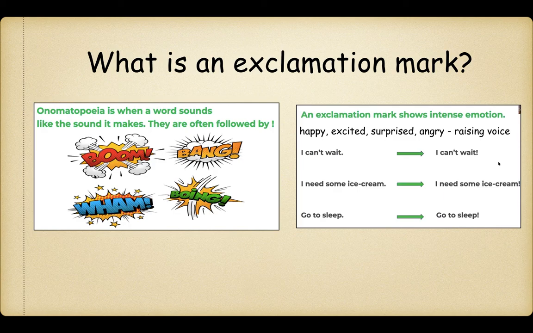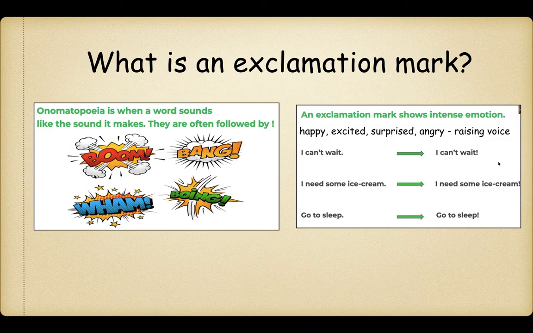So instead of saying, I can't wait, you could say, I can't wait! which means you're raising your voice, showing extreme emotion, and you can put an exclamation mark at the end. You could say, I need some ice cream, or you could say, I need some ice cream! with an exclamation mark at the end. And then the last sentence is go to sleep.